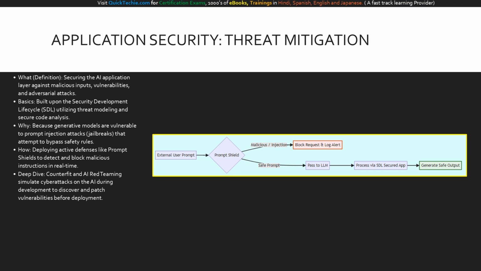The third pillar is application security. What is app security for AI? It is the process of hardening the AI application layer itself against malicious inputs and adversarial attacks. The basics are rooted in the Security Development Lifecycle, or SDL. We must apply rigorous threat modeling and secure code analysis to the AI infrastructure.